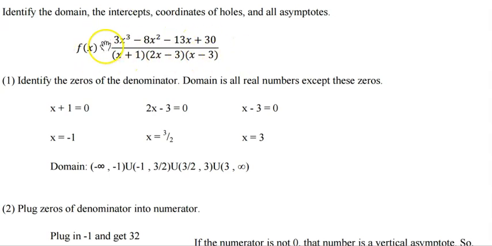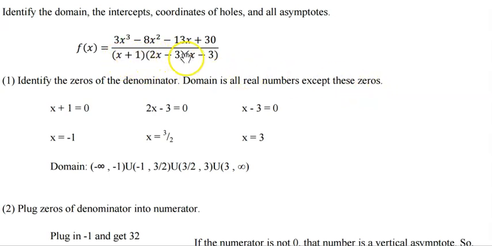So here's our function f of x. You should write it down. Do this along with me in your notes. Write it down and pause when you need to pause. The first thing we're going to do is identify the zeros of the denominator. And we know, based on step 1, that the domain is going to be all real numbers except those zeros.